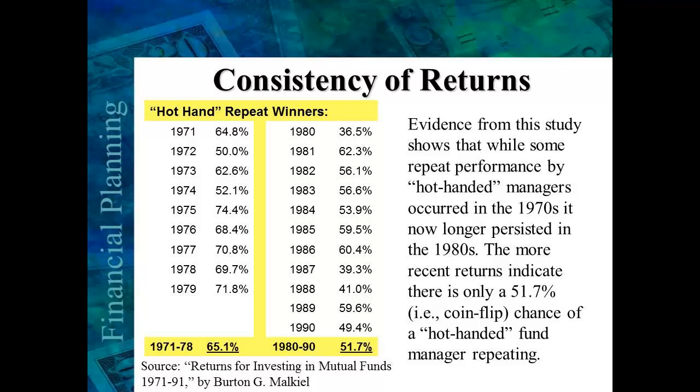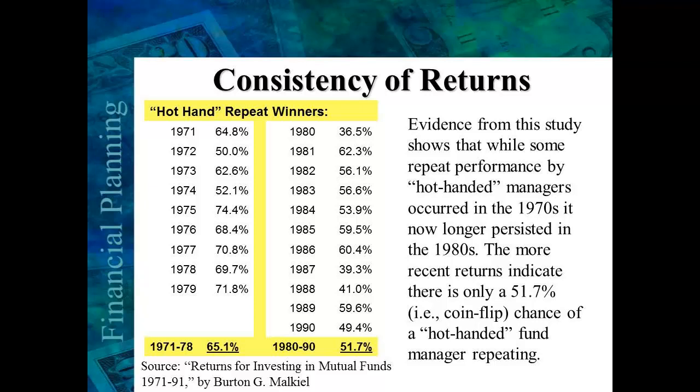The table on this slide shows the percentage of repeat fund winners over 20 years. For example, 64.8% of the winners from year 1970 repeated as winners in 1971. Winners refer to fund managers that were above the category mean.